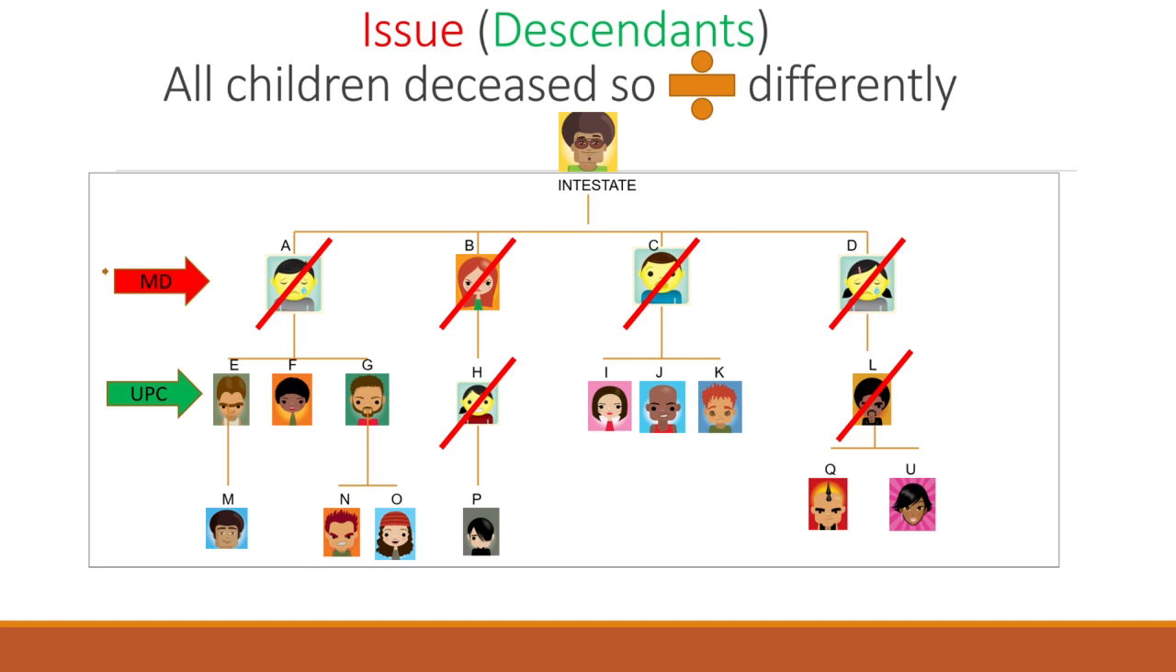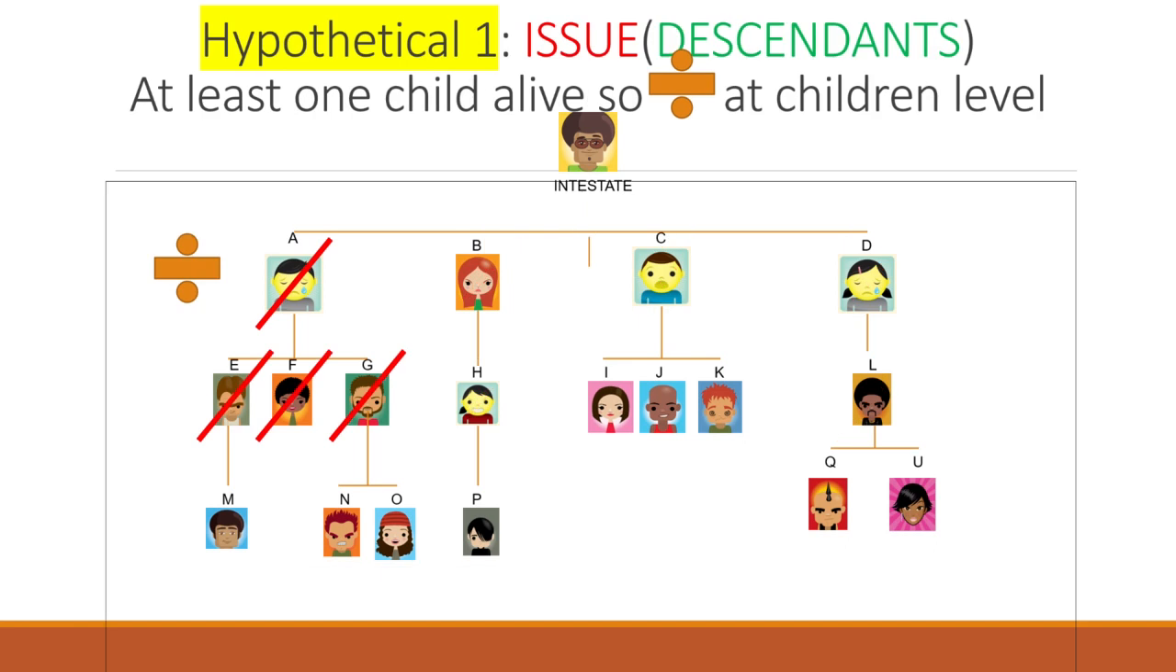Under the UPC, however, you go down to the level where you find your first living descendant. That would be at the grandchildren level: E, F, G, H. You count H because even though H is deceased, there is a surviving descendant of H, which would be P. I, J, K, L is included as well. So you divide at the grandchildren level, which is different than Maryland. And the outcomes of what these people would get would be drastically different in Maryland versus the UPC.